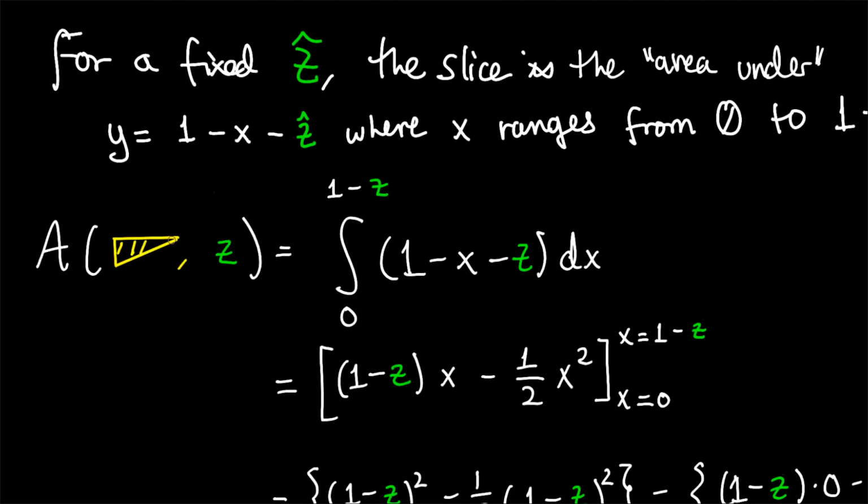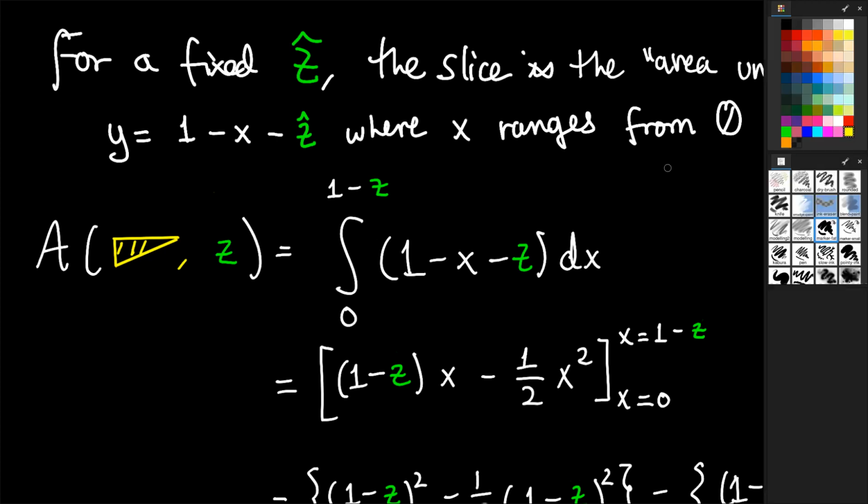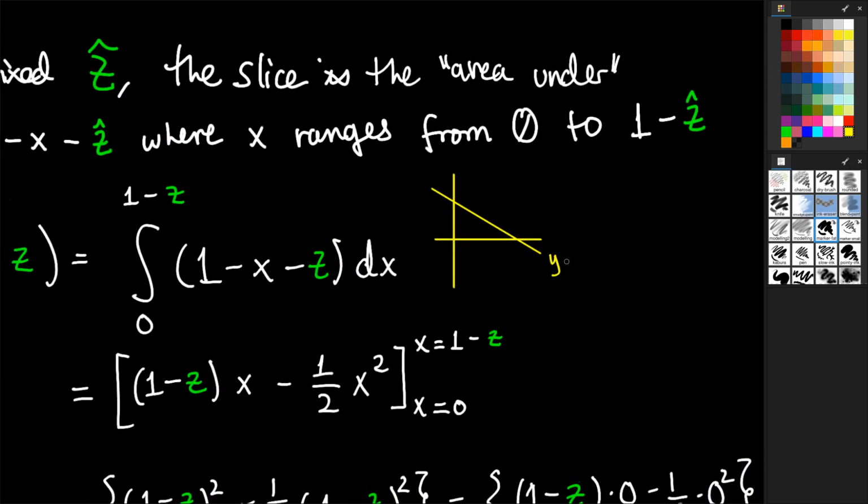Anyway, the area of this triangle would be the integral from 0 to 1 minus z of 1 minus x minus z dx, because this is the area under the curve if you drew it in the xy plane. Let me switch to a yellow color. If you drew it in the xy plane, this is y is equal to 1 minus x minus z. There's a different one of these for each z, and we're calculating this area.